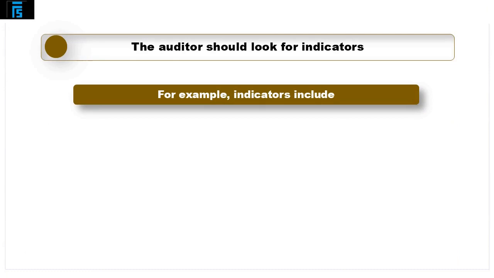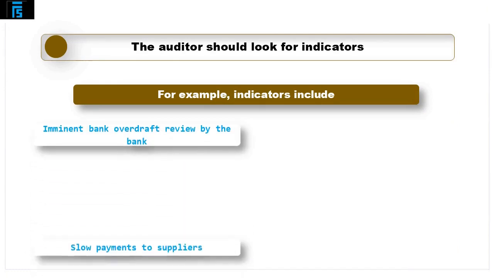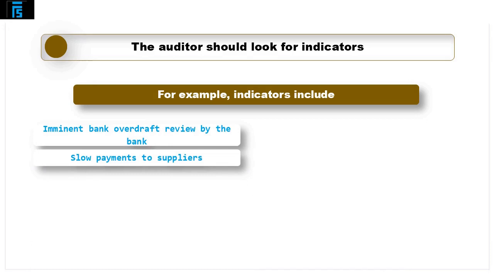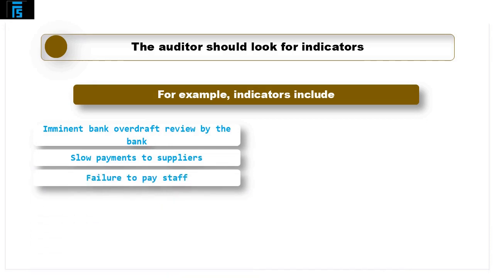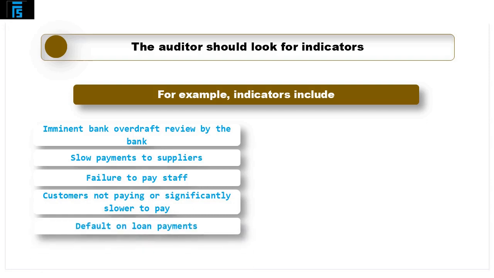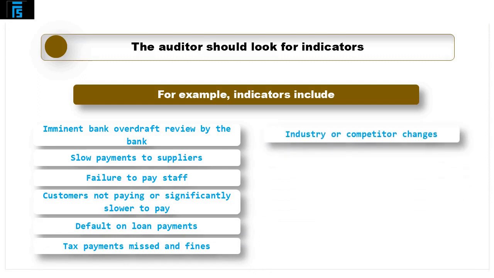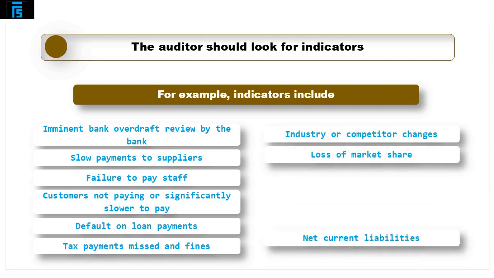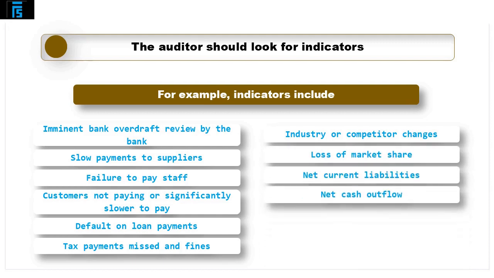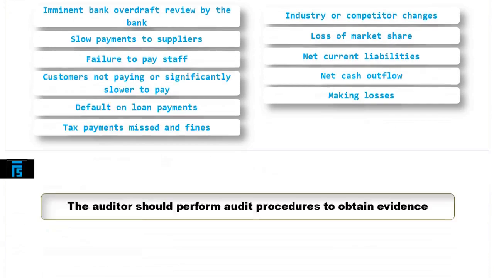For example, indicators include imminent bank overdraft reviews by the bank, slow payments to suppliers, failure to pay staff, customers not paying or significantly slower to pay, defaults on loan payments, tax payments missed and fines, industry or competitor changes, loss of market share, net current liabilities, net cash outflow, and making losses.